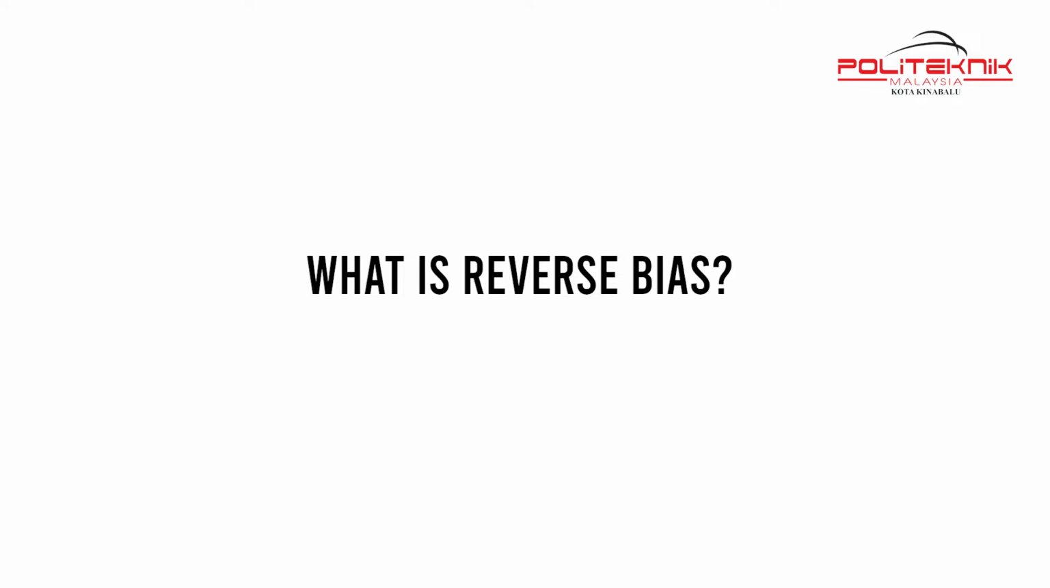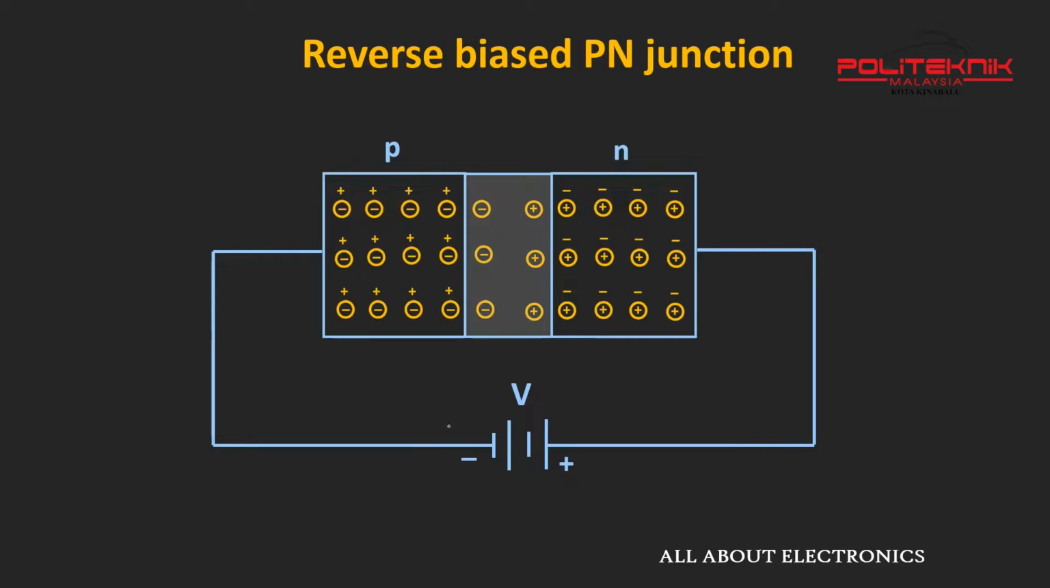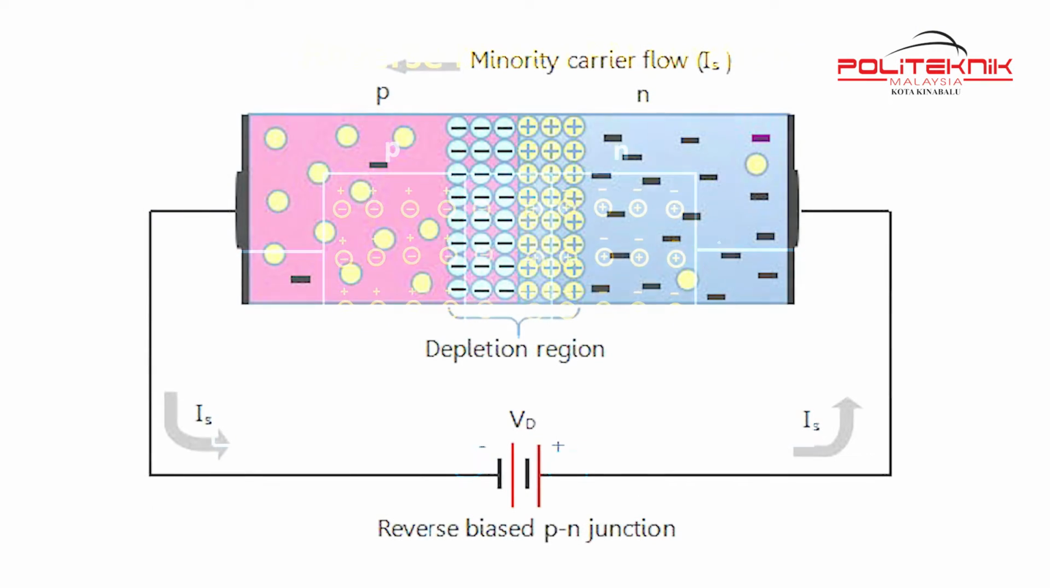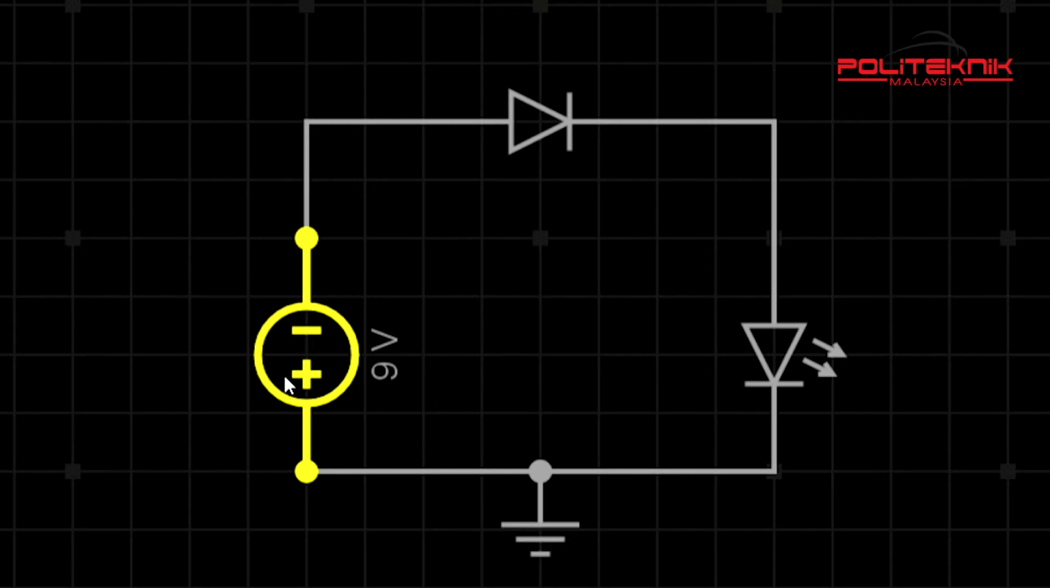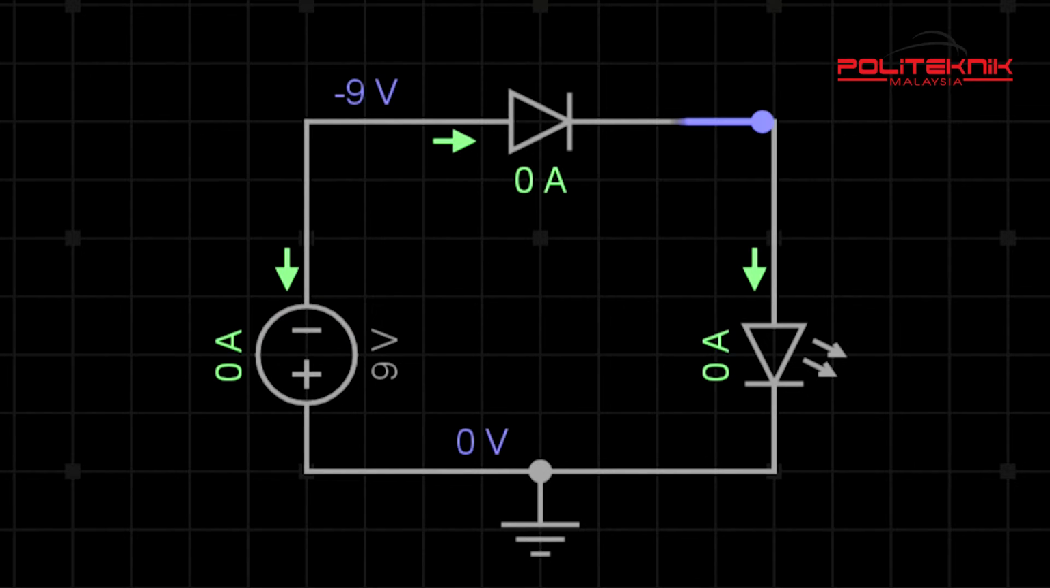Reverse bias. In reverse bias, the negative region is connected to the positive terminal of the battery, and the positive region is connected to the negative terminal. The reverse potential increases the strength of the potential barrier. The potential barrier resists the flow of charge carriers across the junction. It creates a high resistive path in which no current flows through the circuit.